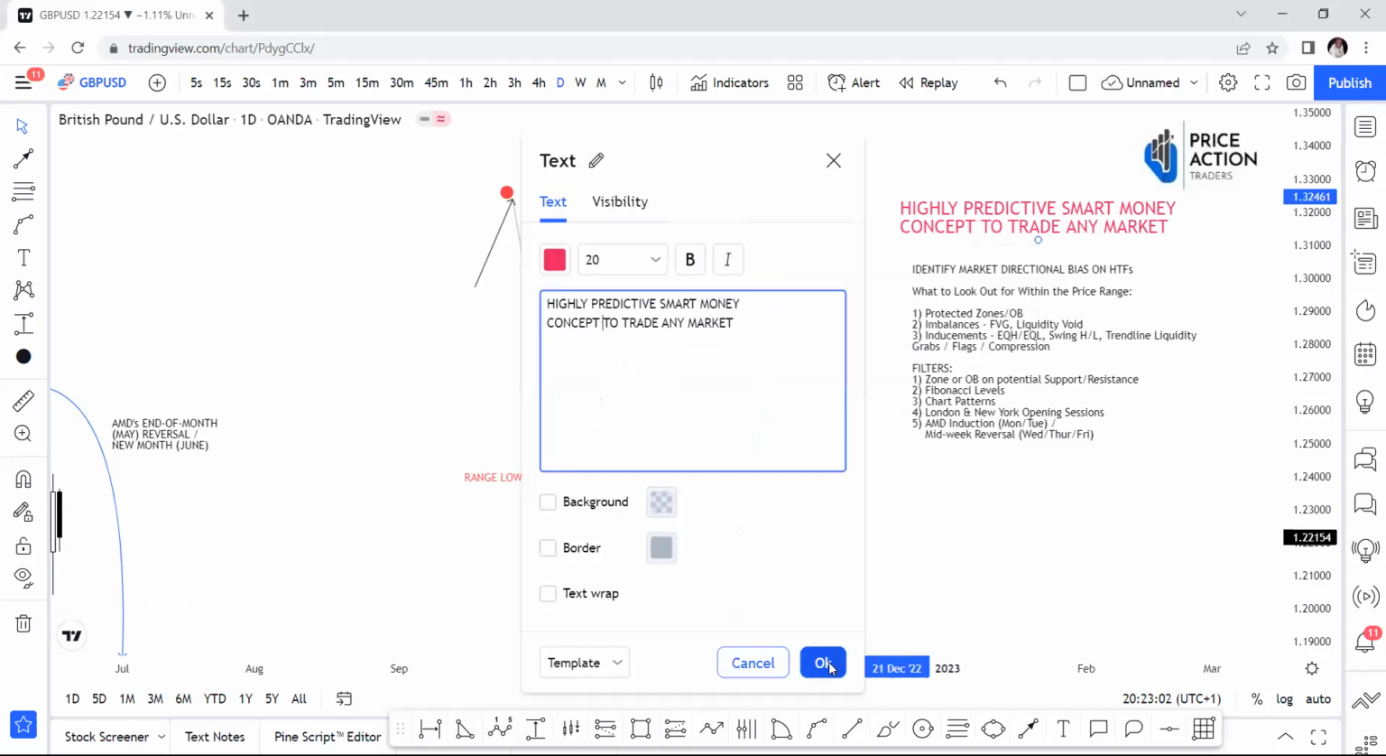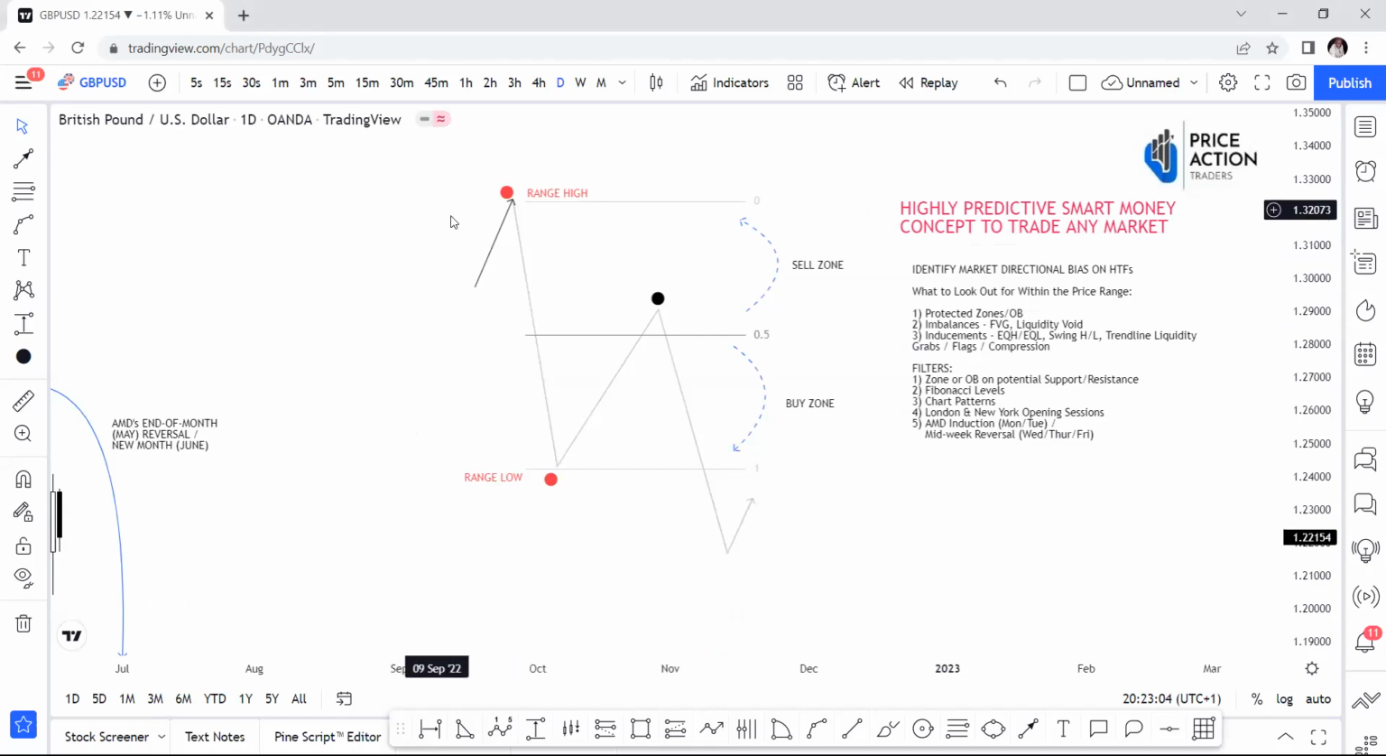Let's go. See this? The first point is that you have to identify the market direction, the bias on the higher time frame. How do you identify the market direction bias? It is to mark out the price range, whether the market is in a bearish or bullish structure. You mark out the range high and low of the market.